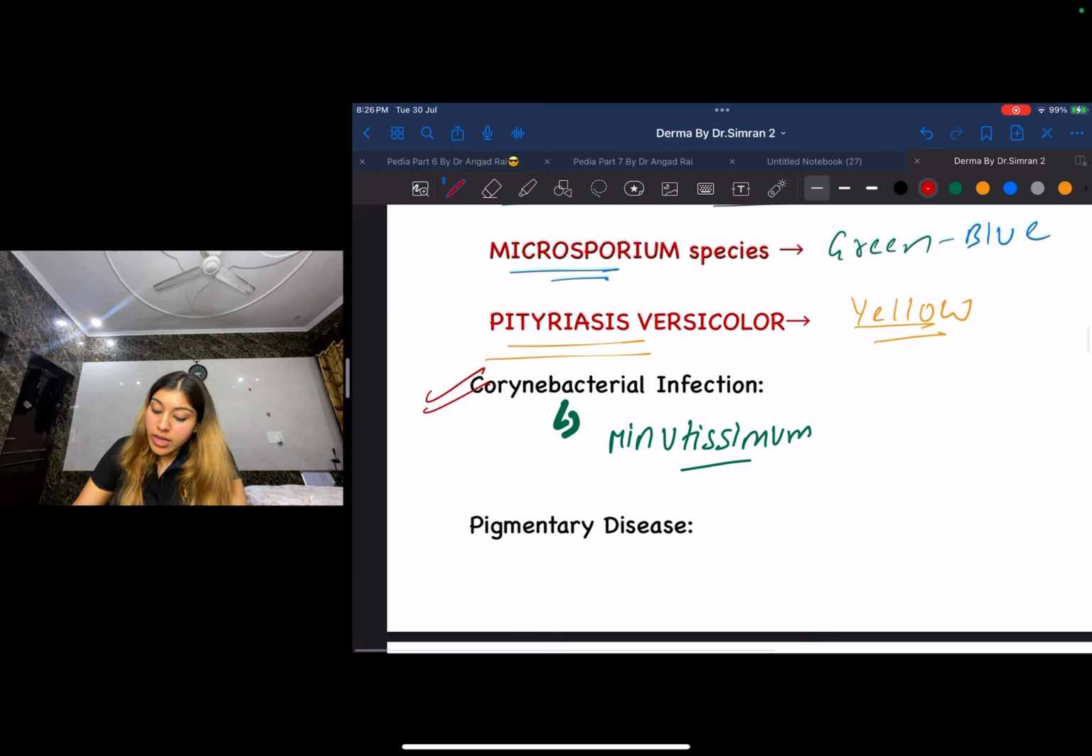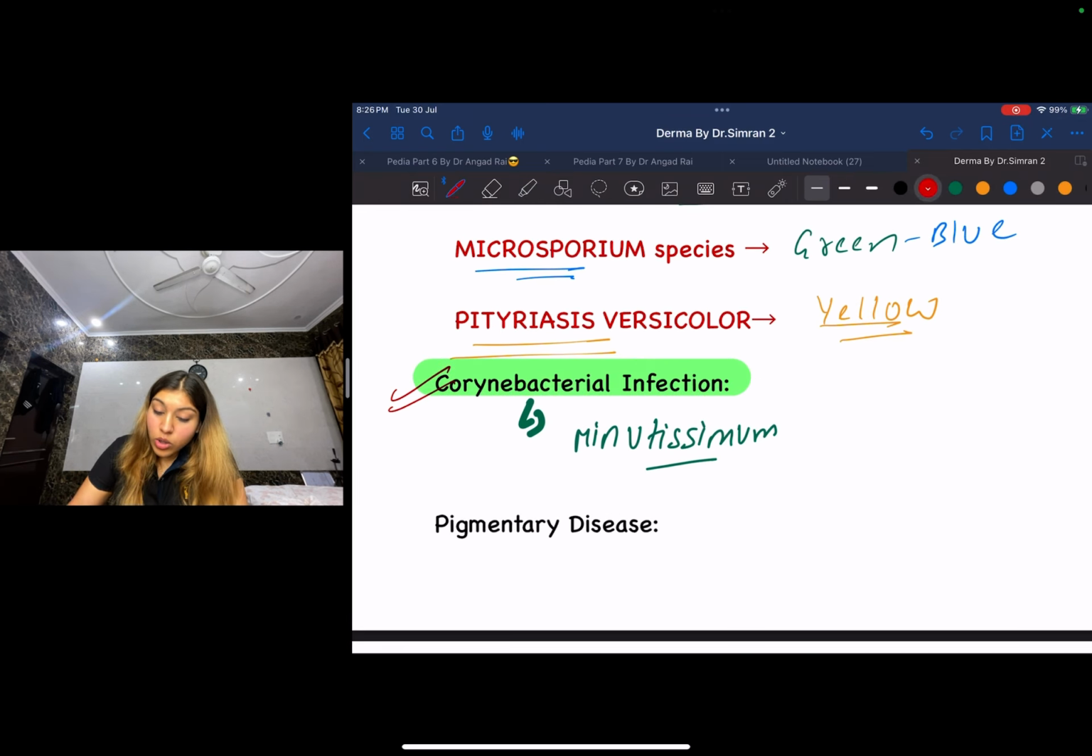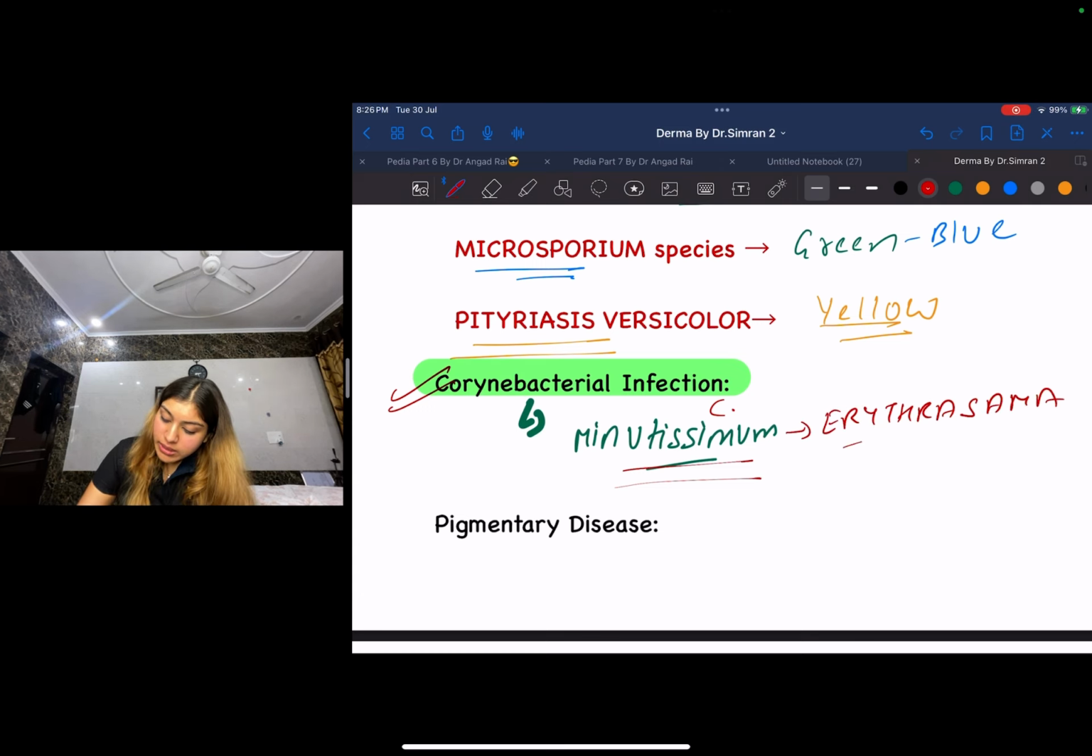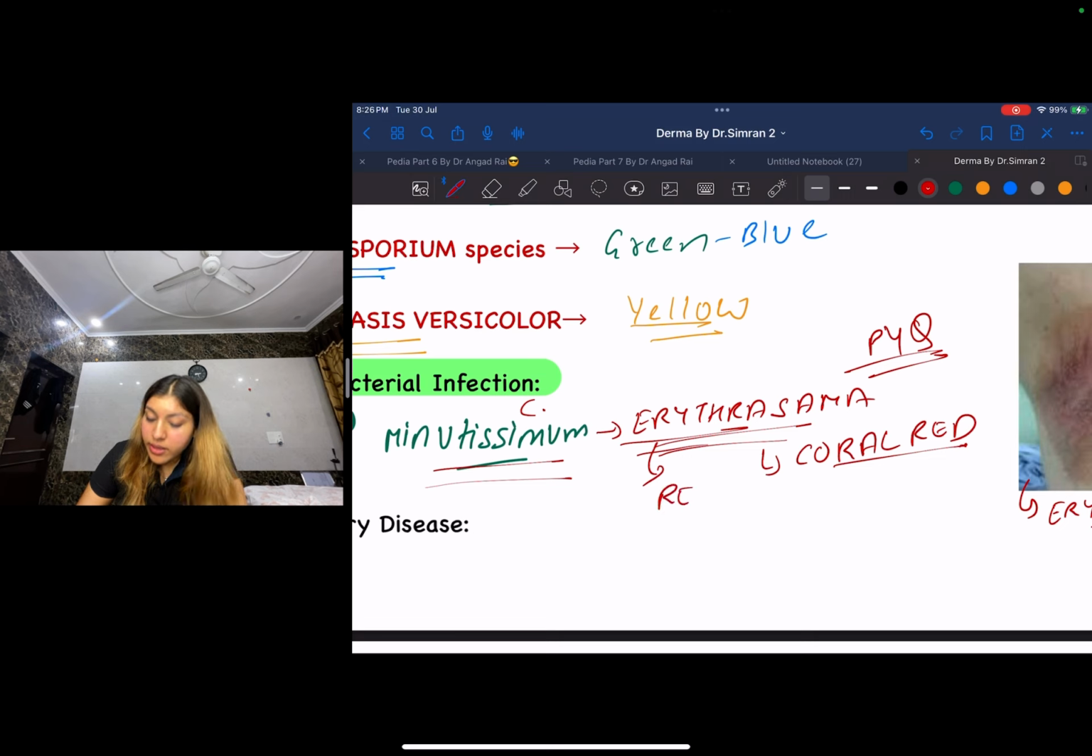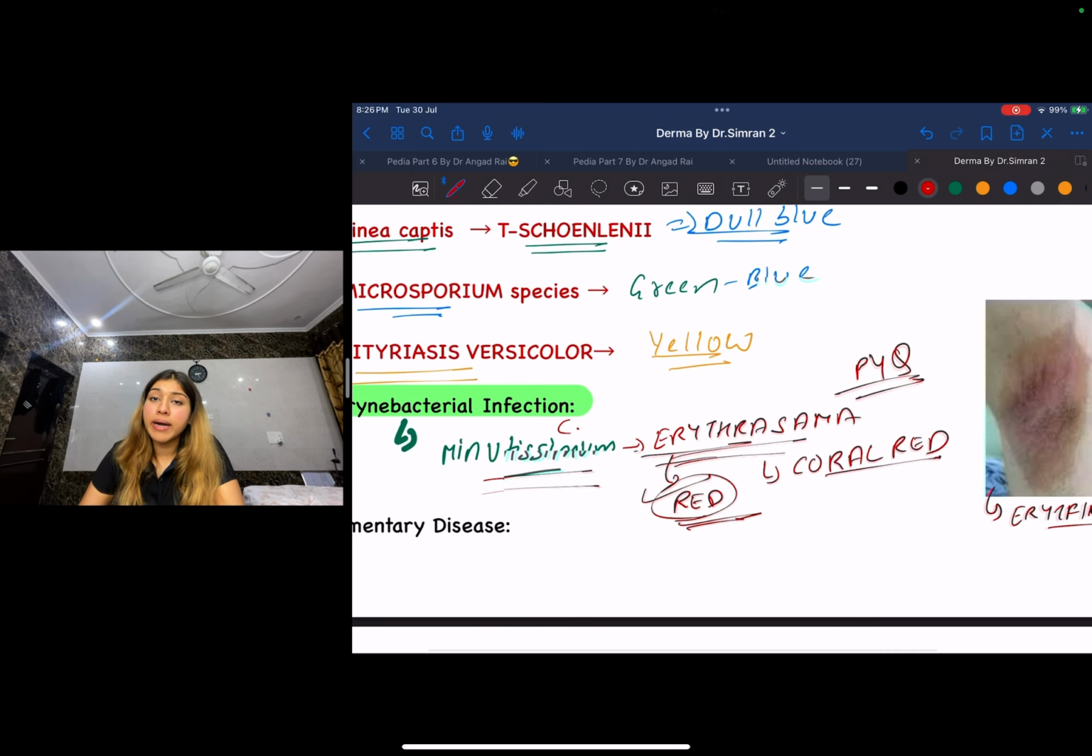So let us write it over here. The bacterial infection caused due to Corynebacterium minutissimum. This is the organism that causes erythrasma. And what color will it give me? This is a PYQ, guys. Don't mess up this one. This is very basic. This will give me a coral red. And how will I remember this? Erythrasma, guys, erythra means what? Red. So red is already here. All you have to remember is coral. Coral red. Corynebacterium minutissimum.